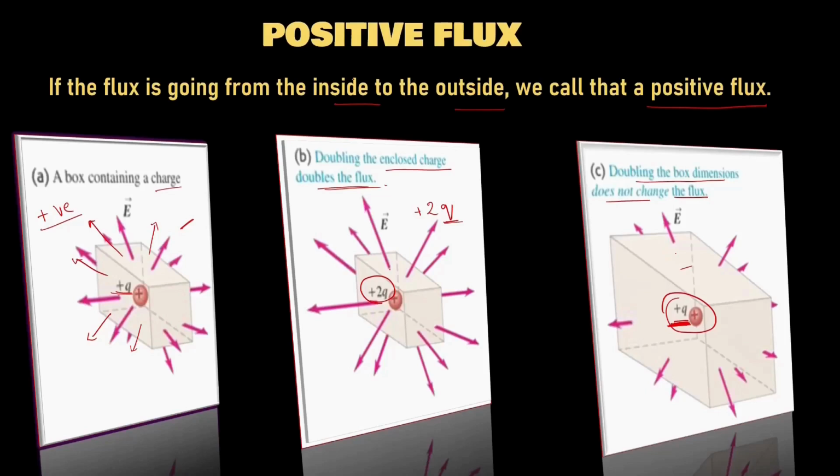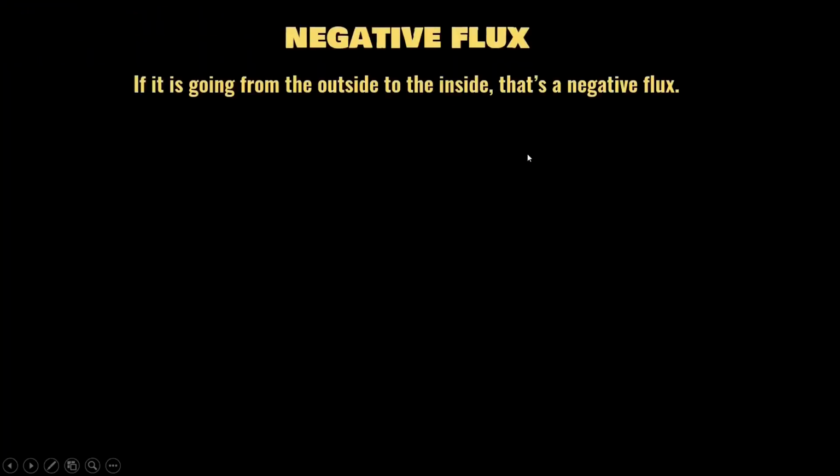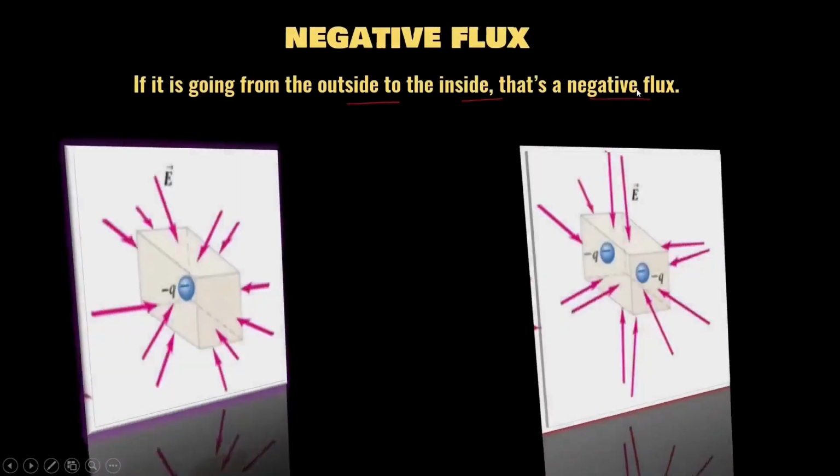So in a nutshell, which type of field lines will contribute towards the positive flux? The field lines that are going from inside to the outside of a given area will contribute towards the positive flux. Next, let us see the negative flux. If it is going from outside to the inside, then that will be called a negative flux. Let us see with the help of a figure.